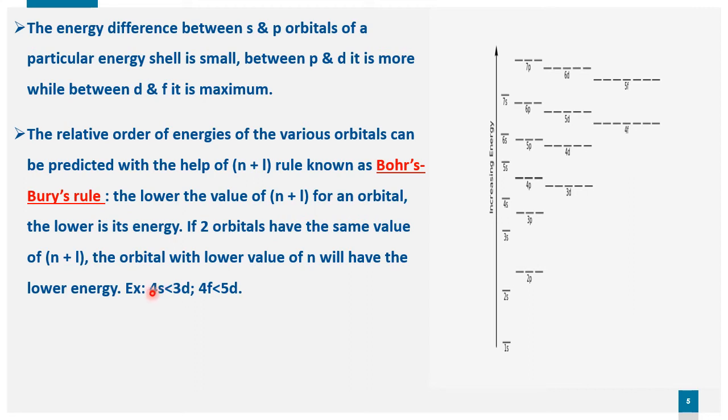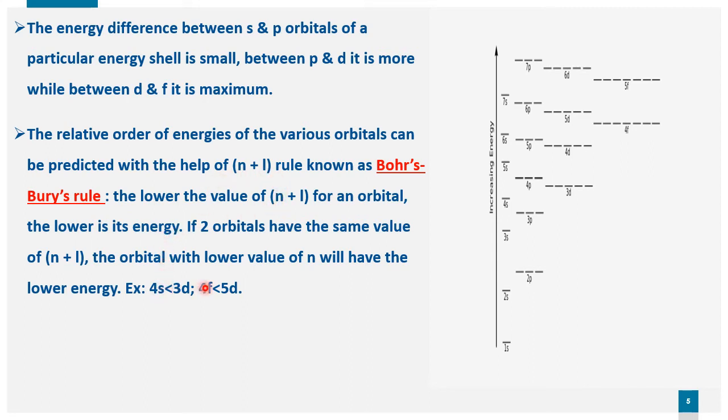For 4s orbital, n plus l is 4. And for 3d, s equal to 0, p equal to 1, d equal to 2, so 3 plus 2 is 5. So what it says: the lower the value of n plus l, the lower is its energy. So low value, so lower energy.